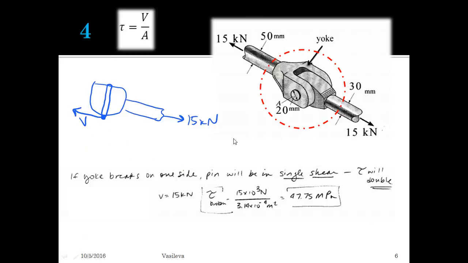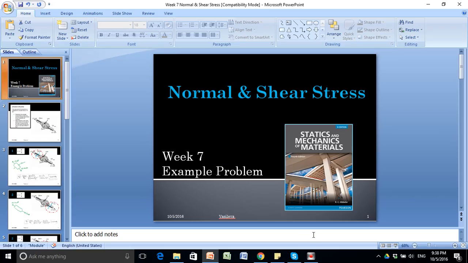So we do 15 kilonewtons divided by the area, and we end up with 47.75 megapascals. So the only difference here is that our shear stress ends up being larger, twice as large, because we only have one shear force instead of having two at the pin. It's a pretty straightforward question.